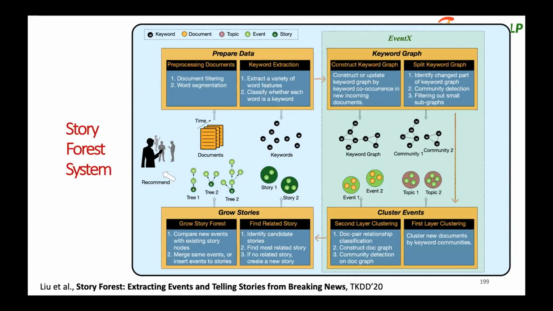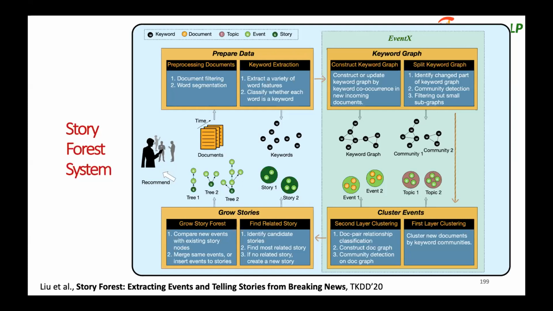Then we perform community detection over this keyword graph and assign each document to the most similar subgraph. In this way, we get the first layer clustering, where each cluster size is much smaller than the whole document set. Then for the second layer, for each document cluster, we use a classifier to decide whether every two documents are talking about the same event or not.